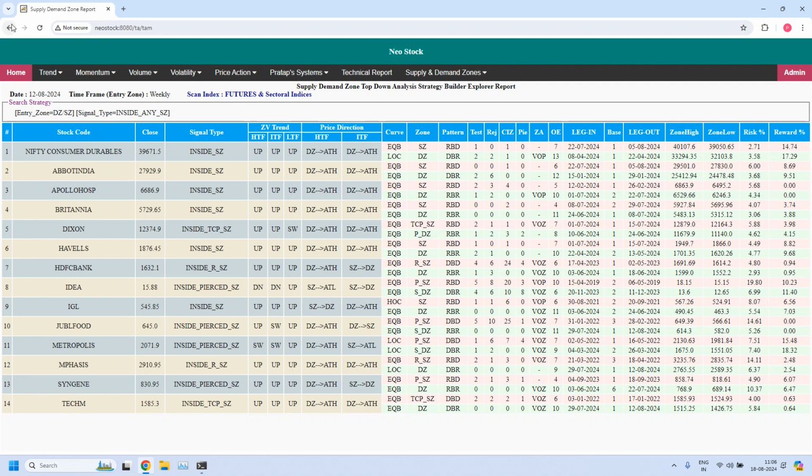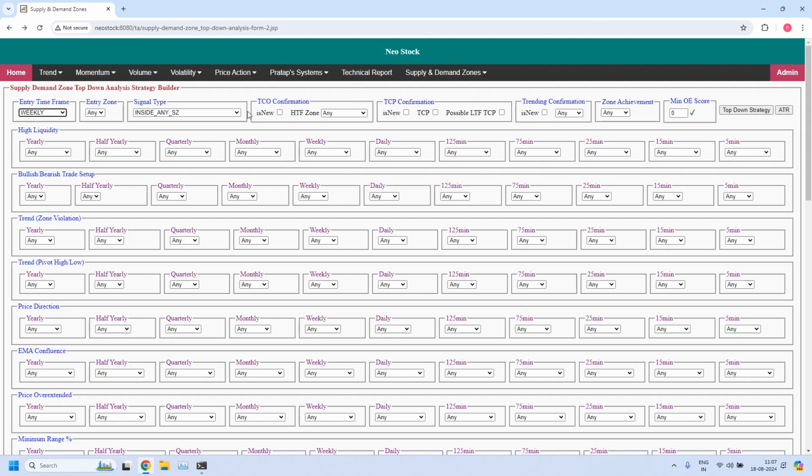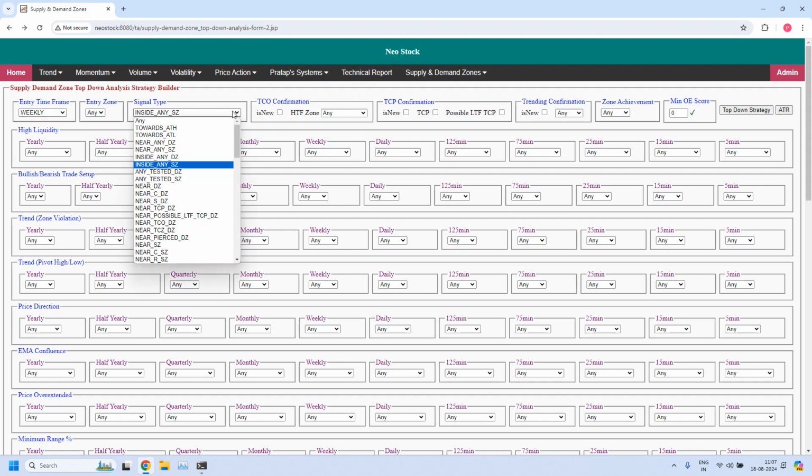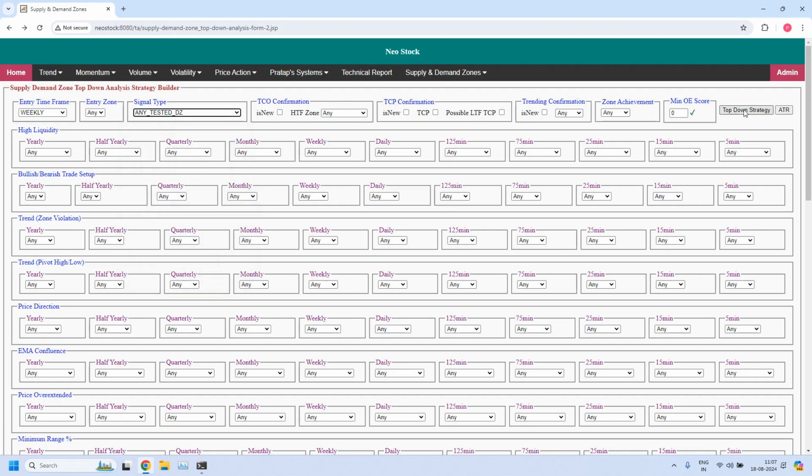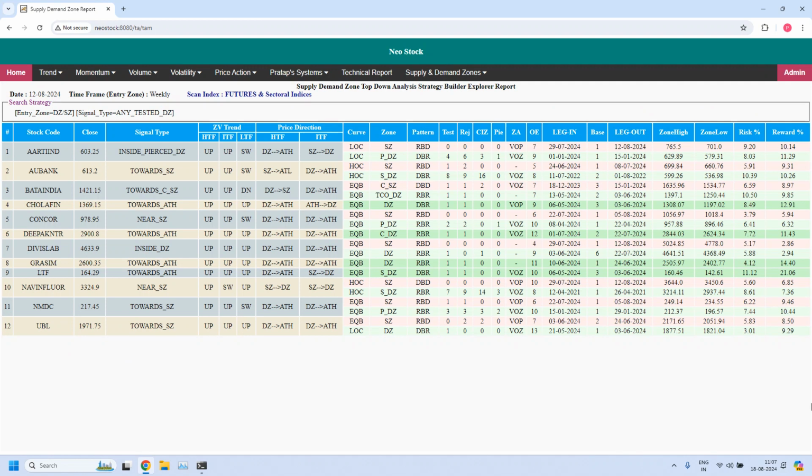In the next report, for the weekly time frame, let us find the stocks that tested the weekly demand zones during this week. So all these 12 stocks have weekly demand zones tested during this week.